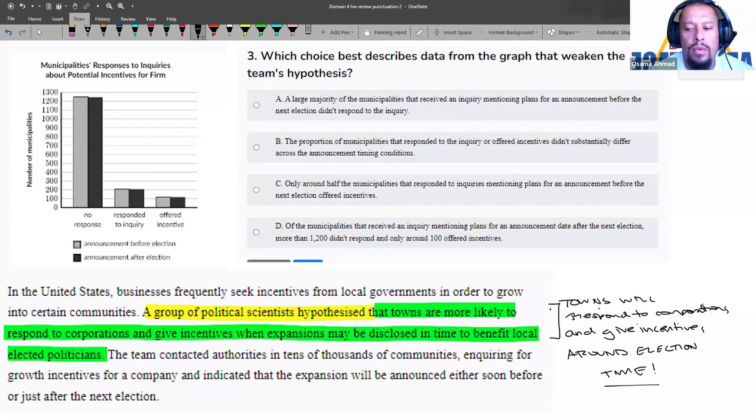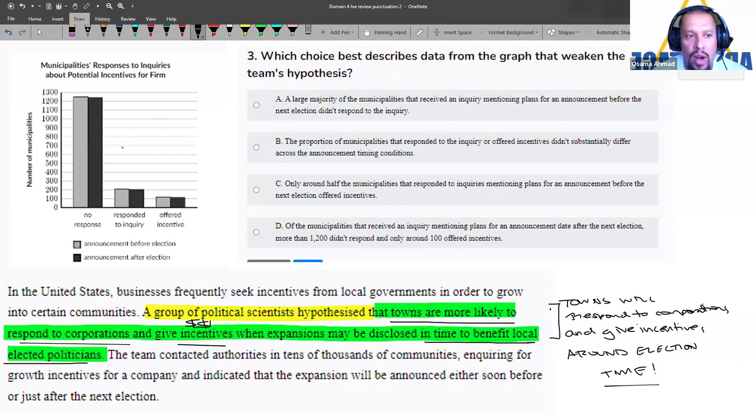Okay, so a team hypothesizes that around election time, these towns would respond to corporations for incentives. Incentives means money or gifts or donations. So one more time: they hypothesize that towns are more likely to respond to corporations and give incentives, or give money or give breaks, when expansions may be disclosed in time to benefit local elected politicians. So around election time, they will respond.